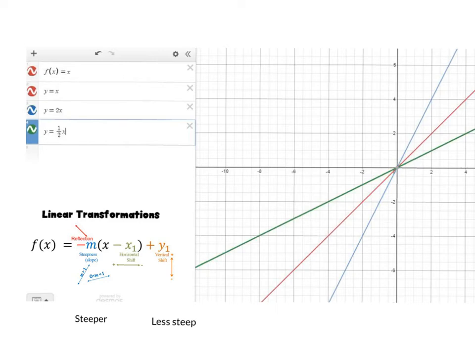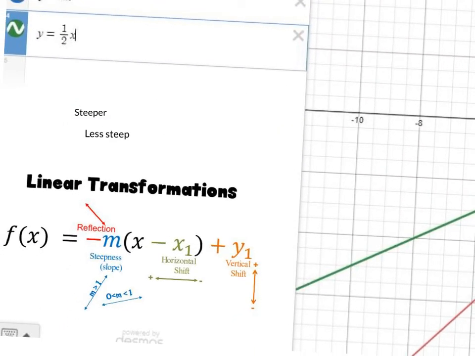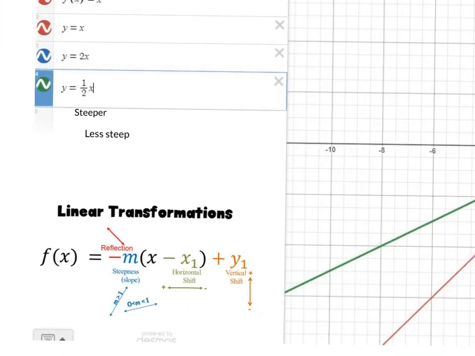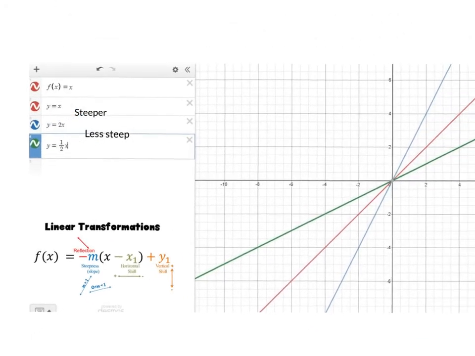Here's the parent function in red. When we add that 2, greater than 1, our graph gets steeper. If it is a fraction, less than 1 or greater than 0, it gets less steep, or we could call it more shallow. So those are the things that we need to know. It gets steeper when it's a number greater than 1. If it is a fraction, then it is less steep, or shallow. And again, what we saw here is that the m determines this: if it's greater than 1, it's more steep, and if it's less than 1 but greater than 0, then it's shallow, or less steep.